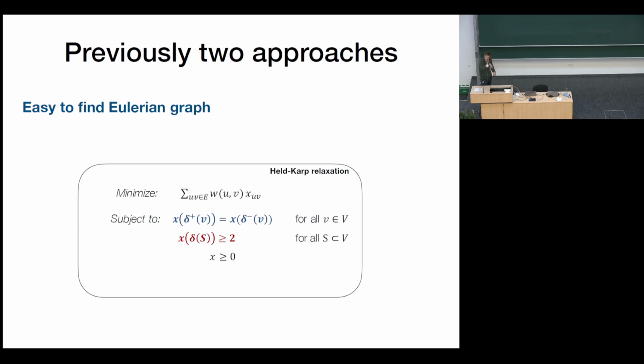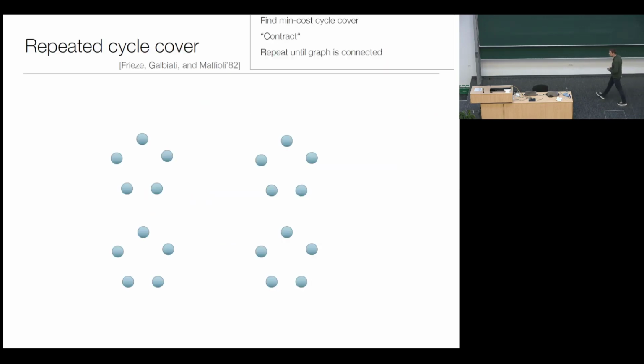You could also output a cycle cover, it's called. And then the second approach says, okay, if you don't require that the in-degree should be equal to out-degree, it's easy to find a connected graph. That's called the minimum spanning tree problem. So let's see them in action. Let's look at the first one, where it's easy to find an Eulerian graph that is not necessarily connected.